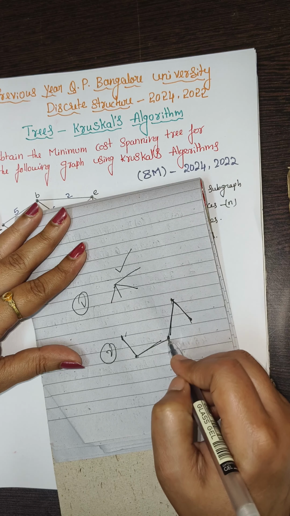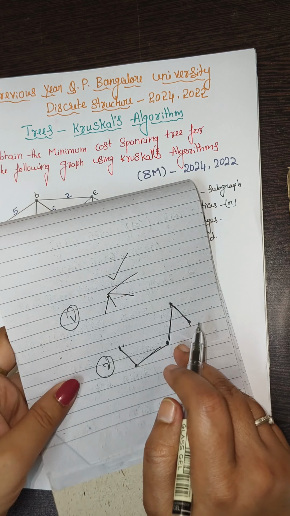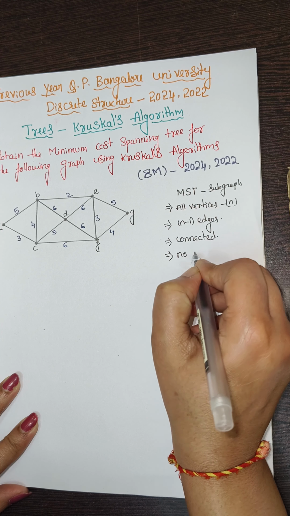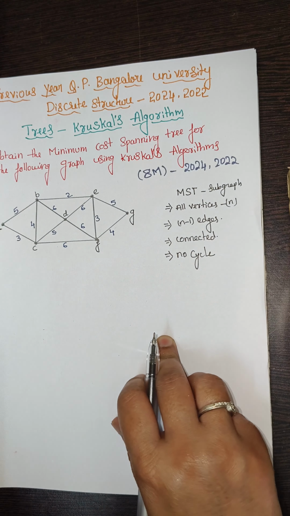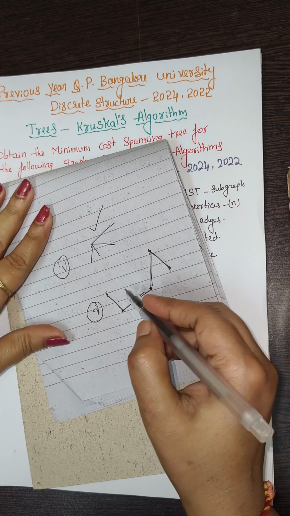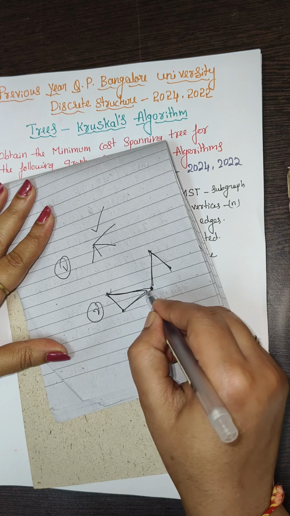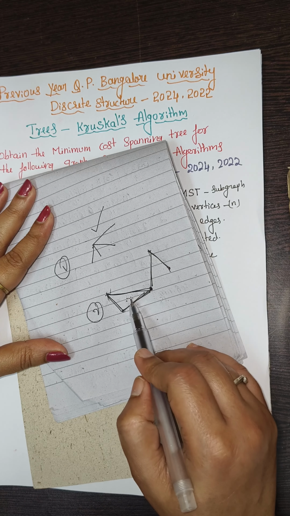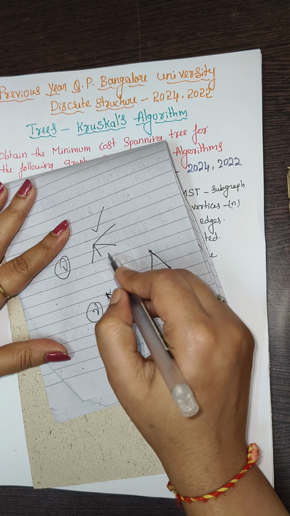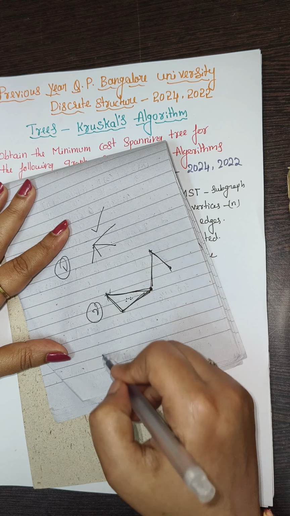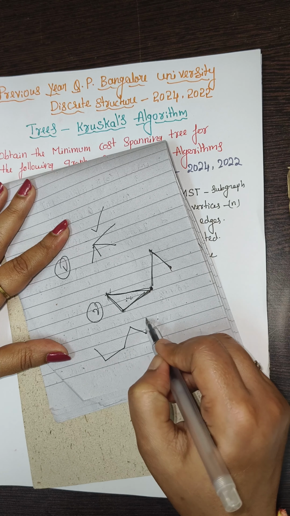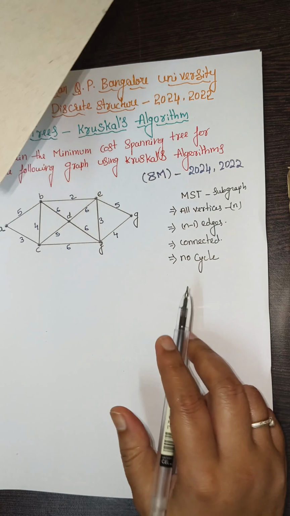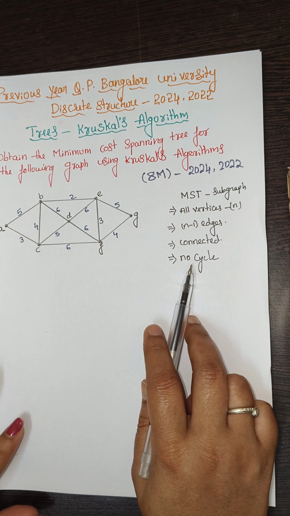It should connect to all the vertices. Okay, it should be connected. And another thing, no cycle should form. No cycle should form means it should not be closed. See here, if the figure is closed, then it is called a cycle. It forms a cycle. Okay, it should not be a cycle. It should be open like that. All the edges should be open. It should not be closed. If it is closed like this, it will form a cycle. Then it has no cycles.